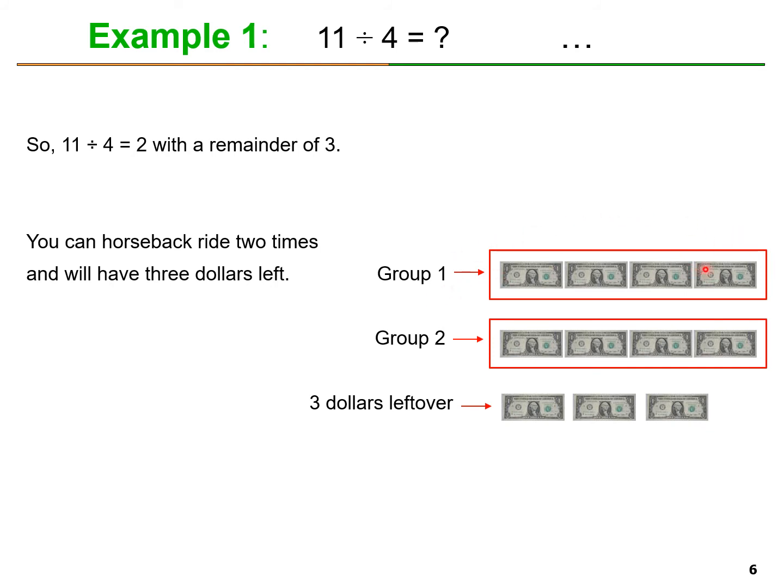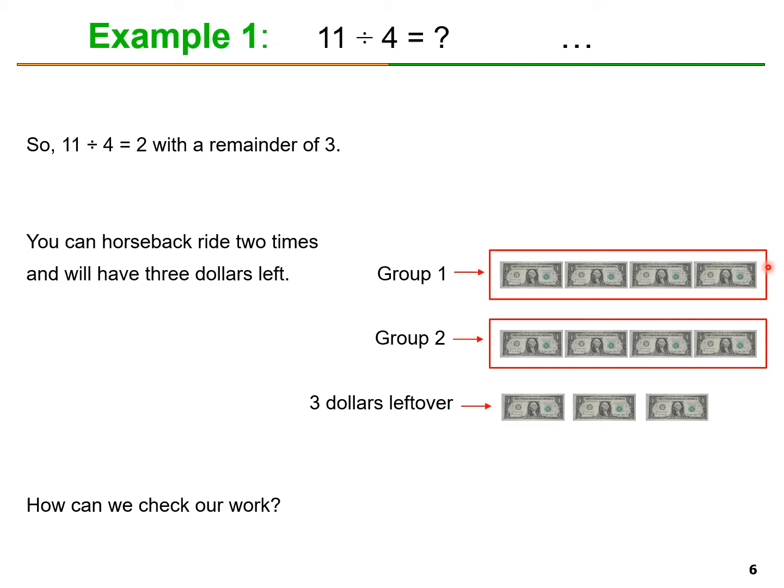So group 1 is $4. Group 2 is $4. And we don't have enough money left over. We don't have enough money to make another group. So we're going to have $3 left. 3 is the remainder. So we can make 2 groups with 4 items in each group. And we have 3 items left over.